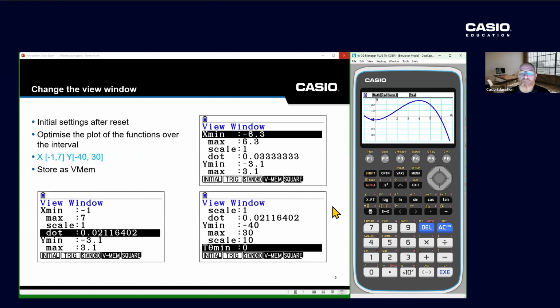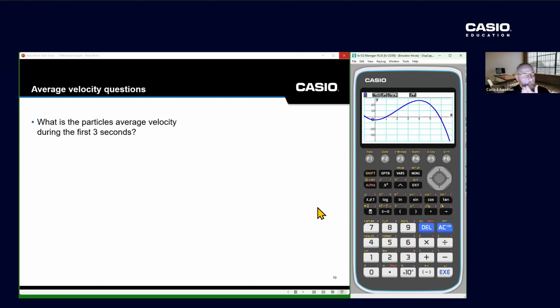So what we can do now is ask various questions. Because this is in context, I'm taking liberties in that respect, and I'm using it to demonstrate a point. Obviously this is relevant to other questions when it's not being used in calculus, but we're talking about the particle's average velocity during the first 3 seconds.